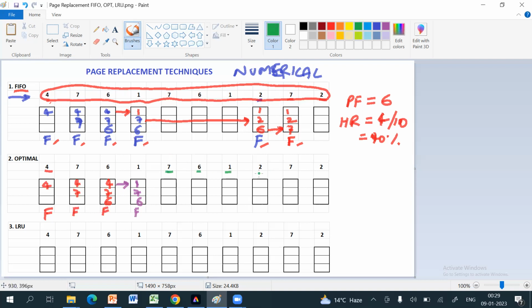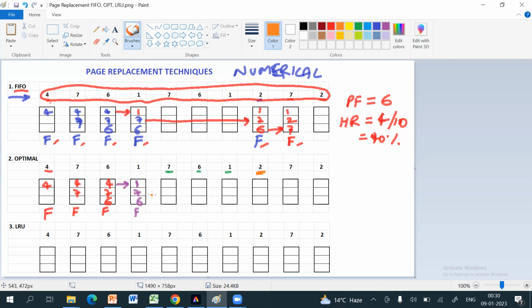Next in line is 2. So 2 is not present in the memory here, so 2 will have to be loaded. But for doing that, we need to replace one of the pages. So again, from this point here, now let us change the color. From this point here, we are trying to see whether the pages currently in the memory will be used again in the near future or not.